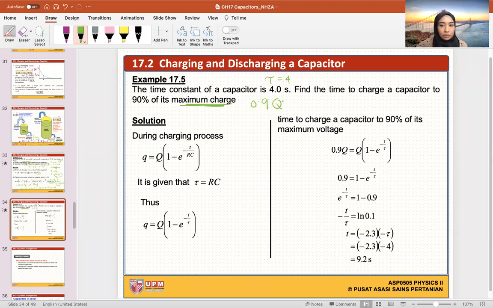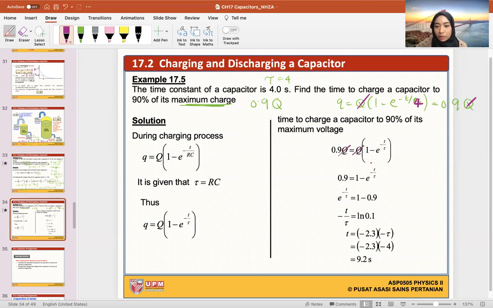So 0.9 Q. It's asking you what is the time to achieve 0.9 Q when you are charging. So Q equals capital Q, 1 minus e to the minus t over RC should be equal to 0.9 Q. That is what the question is saying. We have Q on both sides, so I can cancel this out. So 1 minus e to the minus t over RC is equal to 0.9. The time constant I already know, so this should be 4.